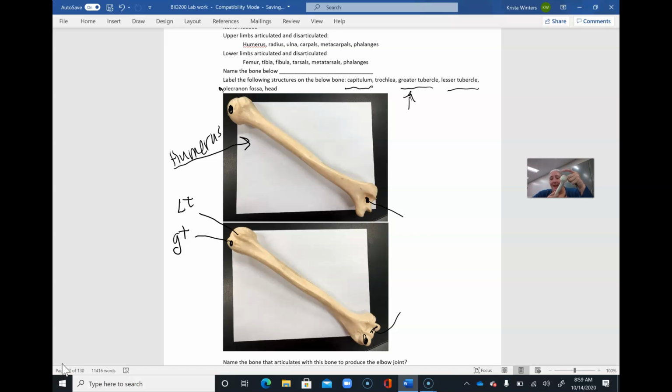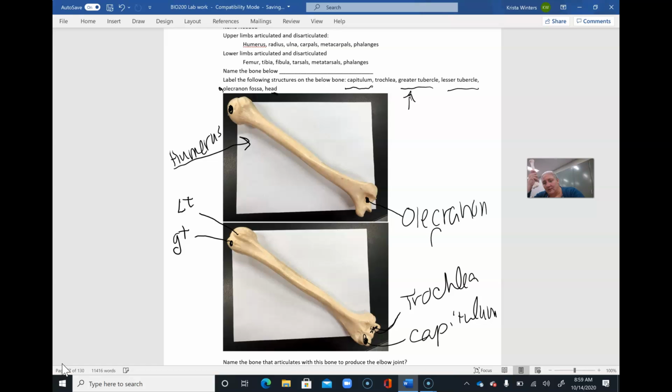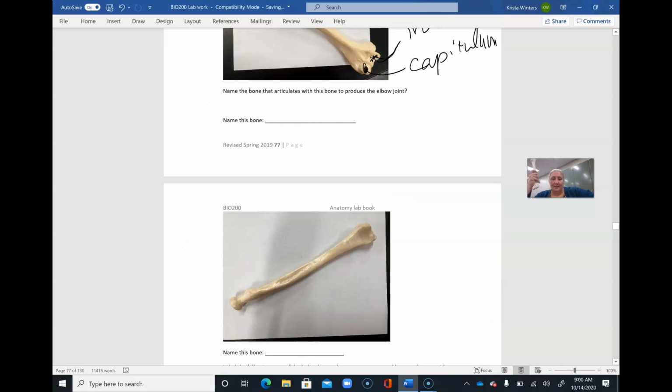And I already pointed out the head, which is the last structure, which is right there, okay? So this is trochlea. This is capitulum. This is ulna and fossa. Head. Greater tubercle, which I wrote, and lesser tubercle. Perfect. Okay. So I'm going to go to the next slide.